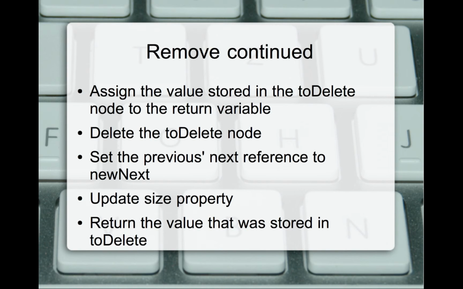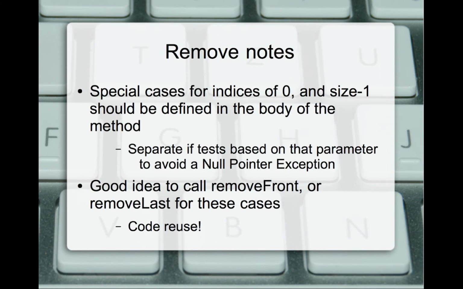We also have to make sure that at the very last line of our code, because it's a return type method, we return the value that was stored inside that to delete pointer. We have a reference to that node, so we can return the value stored inside it. Again, just like we saw with adding, we have special cases to deal with for the indices of 0 and size minus 1.